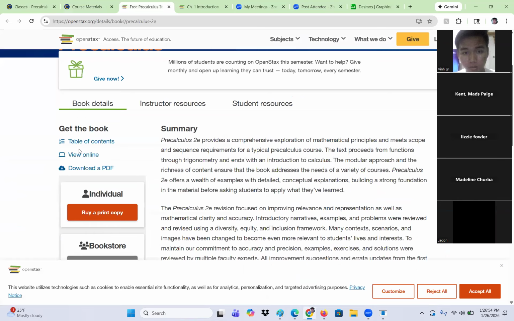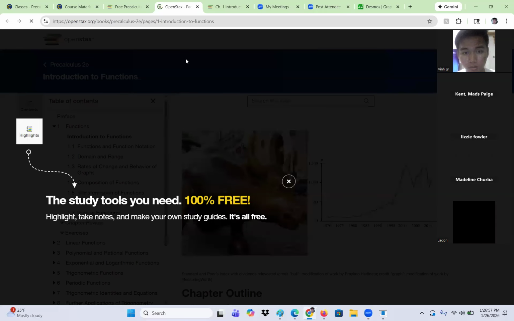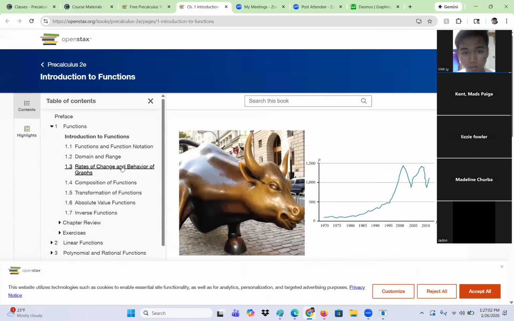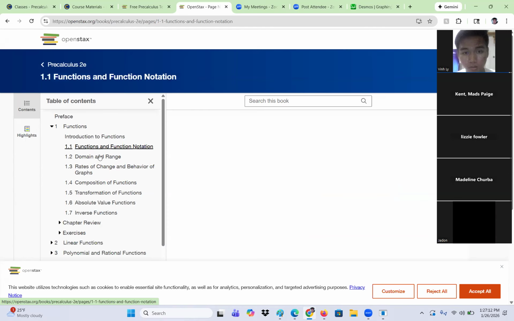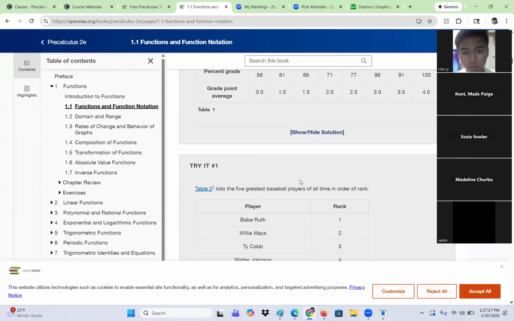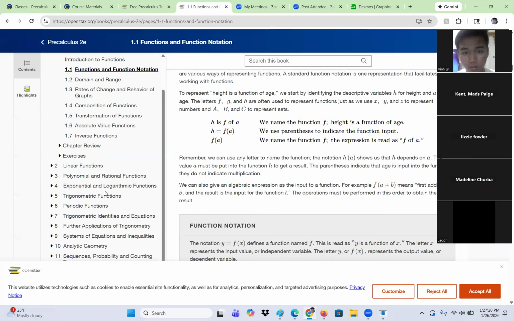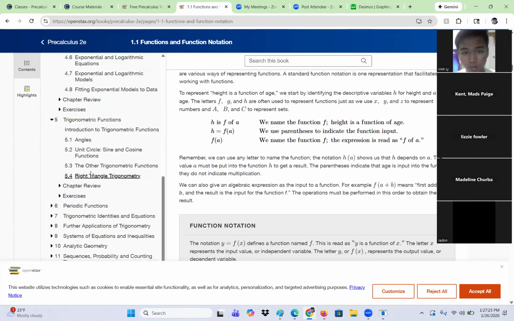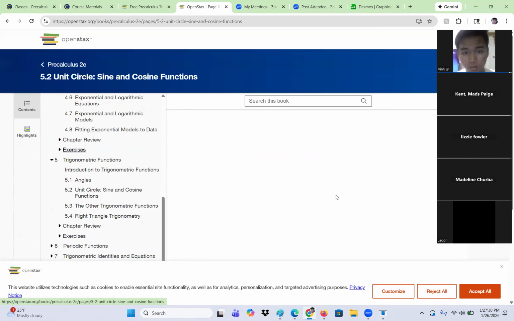You can also view the book online. I prefer you do so because you can go to the chapters you want. Let's say we're going to cover chapter 1.1, for example. We can just go to 1.1 and then you can go all the way down to find the homework assignments. Let's say I go to chapter 5, you can click on chapter 5 over here, trig functions, and then you can click on the part that I cover, like 5.2, for example.